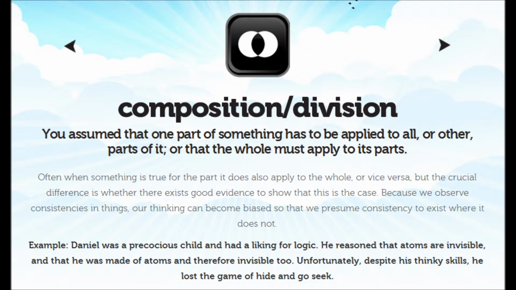Example: Daniel was a precocious child, and had a liking for logic. He reasoned that atoms are invisible, and that he was made of atoms and therefore invisible too. Unfortunately, despite his thinking skills, he lost the game of hide and go seek.